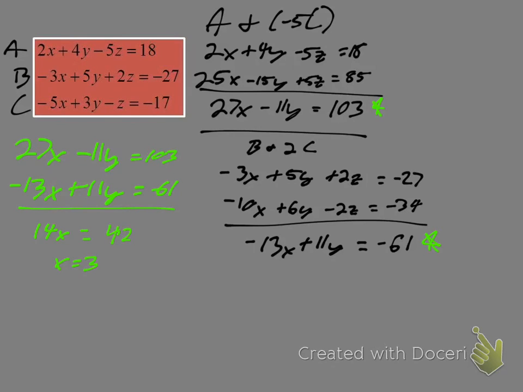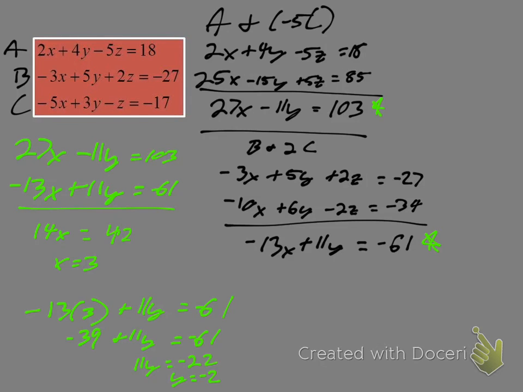All right, so now take that back to when your 2 start. I'm going to go to this bottom one, honestly. Negative 13 times 3 plus 11y is negative 61, which makes this negative 39 plus 11y is negative 61. Add that 39 over, you get negative 22, is that right? So y equals negative 2.